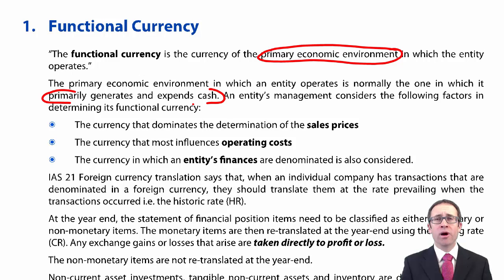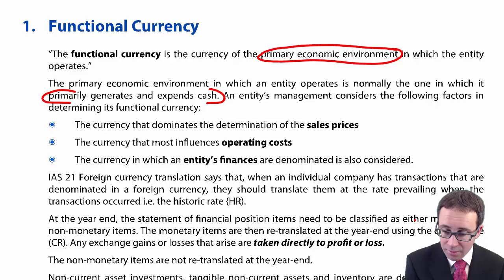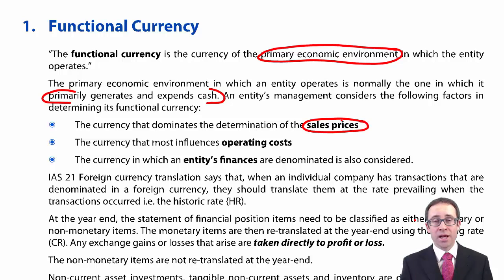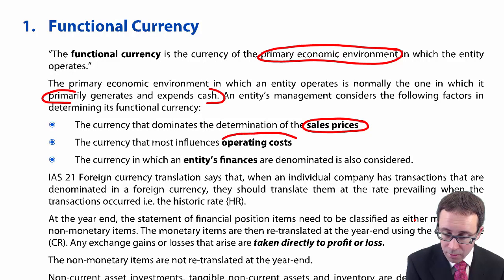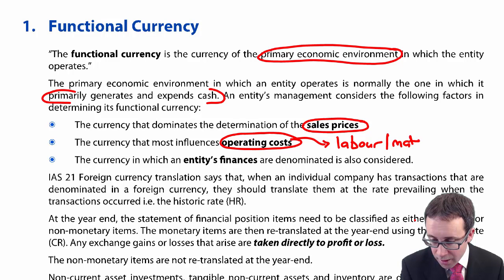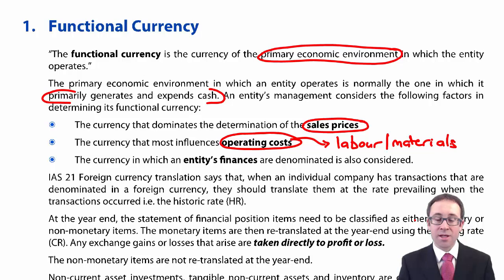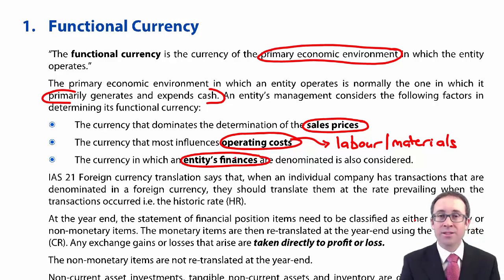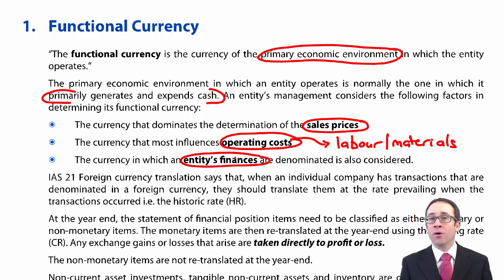But remember, we're looking at the currency of the primary economic environment, so where we P. It also looks at where we generate our cash and where we expend cash. Then it further helps us by saying you need to look at what the sales prices are denominated in, and also what your operating costs are. When you're thinking about your operating costs, you're thinking about your labor and materials, and also what the entity's finances are. If you have a dollar loan, then essentially the reason you have that dollar loan is to pay off your operating costs, isn't it? So therefore, your functional currency might be determined as the dollar.